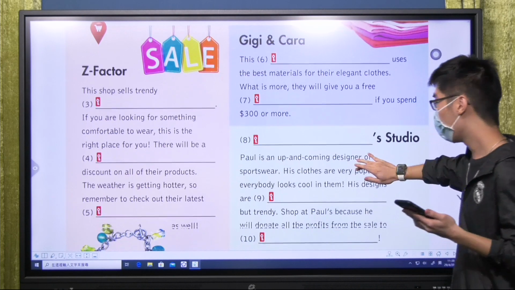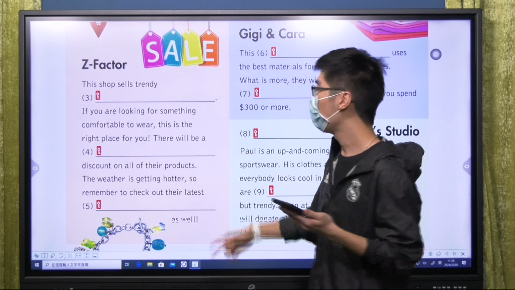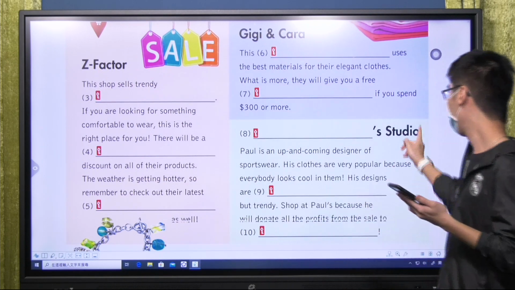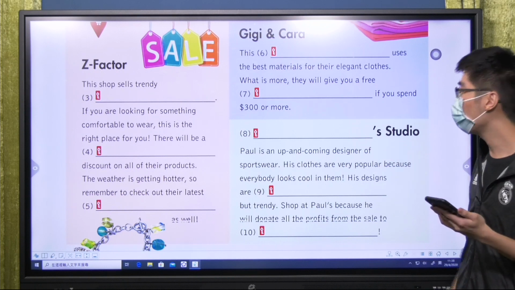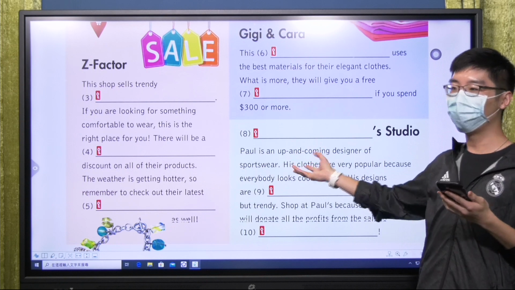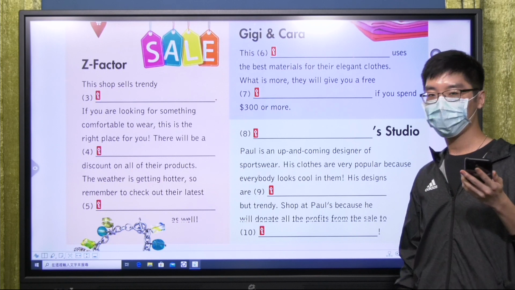And then you can see 3 different shop names right here. As mentioned, Z Factor, Gigi and Kara, and then Watch Studio. So it's just very easy. So how can we get this answer? From the data file part or from the previous listening part A? Which part?